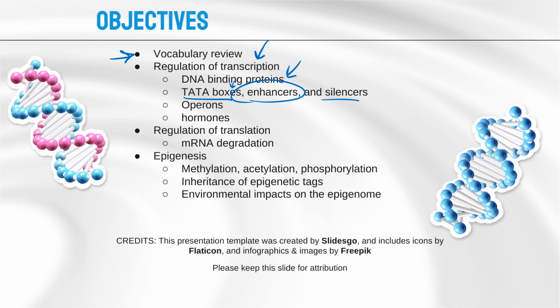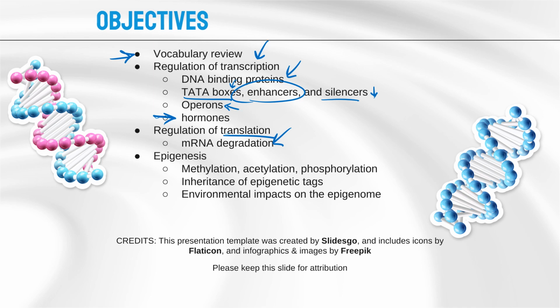If they bind to silencers, no transcription. Operons are clusters of genes that have upstream promoter regions, and the repressor proteins can bind to the operators and shut down transcription. The inducer molecules can bind to the repressors and pull them off of the operators so that transcription can occur. So we can turn on and turn off genes pretty quickly depending on environmental factors. We also talked about hormones like estrogen and how it can induce transcription. Translation, the production of proteins.